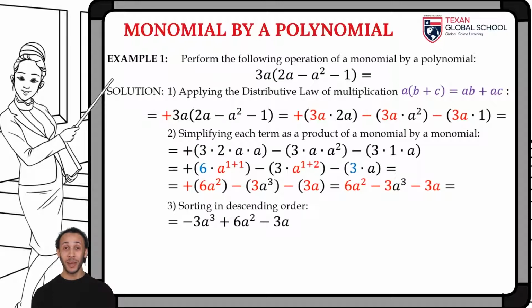product of monomial by monomial. Each one is simplified by applying the laws of exponents. We group real numbers and literal factors with the same base. Then, we add exponents of equal bases to simplify. In this way, we obtain as a result of this product minus 3a cubed squared minus 3a. We can see that the result is expressed with positive exponents and sorted in descending order.